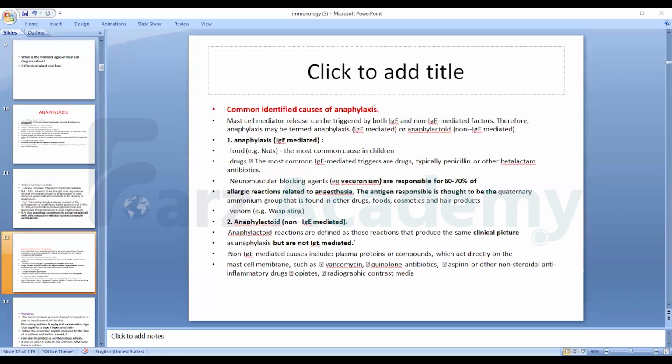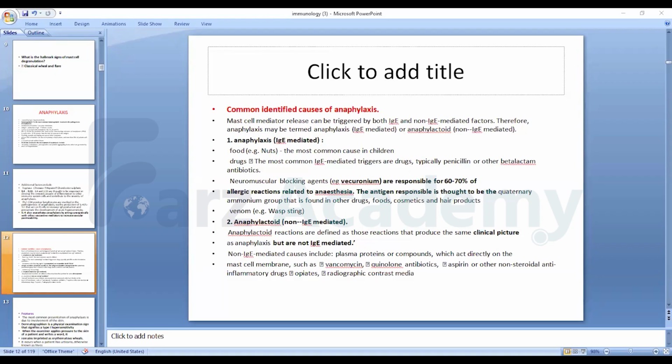Neuromuscular blocking agents, vecuronium, are responsible for 60 to 70% of the allergic reactions related to anesthesia. The antigen responsible is thought to be the quaternary ammonium group that is found in other drugs, foods, cosmetics, and hair products. And venom, wasp sting.